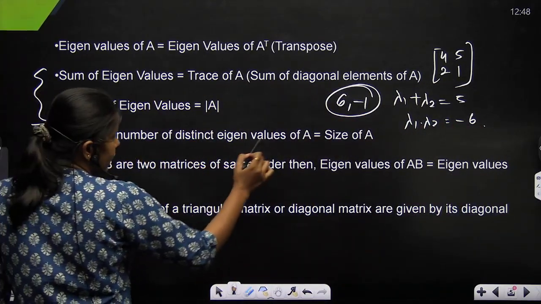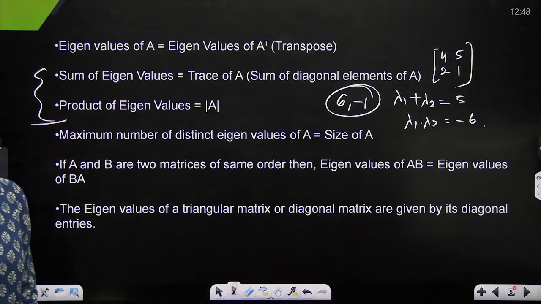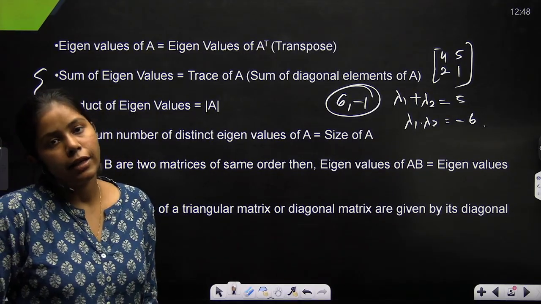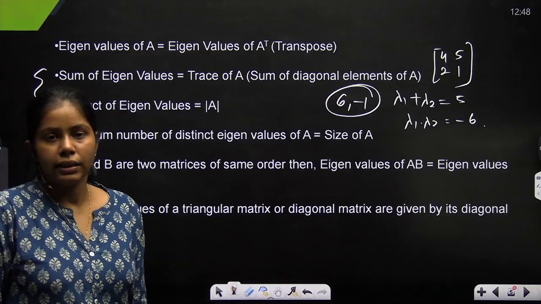Maximum number of distinct eigenvalues would be the size of A, right? If A is an n cross n matrix, I can have at most n eigenvalues. It cannot be more than that.